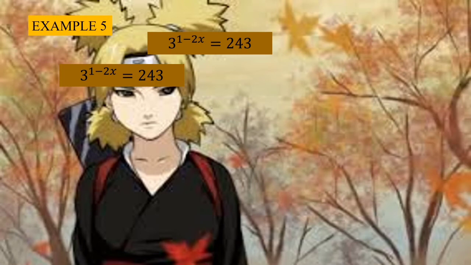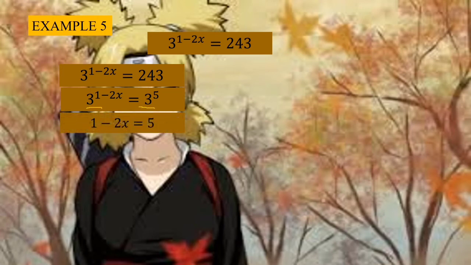So, ano nga ba? 3 times 3 is 9, times 3 is equal to 27, times 3 that is equal to 81, times 3 that is equal to 243. So, 3 raised to the power of 5 siya. So, 3 raised to the power of 1 minus 2x is equal to 3 raised to the power of 5. So, pwede na natin kunin yung exponent kasi the same na yung base natin na 3. So, 1 minus 2x is equal to 5.